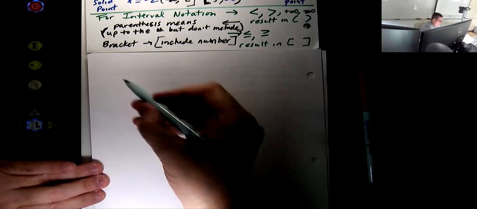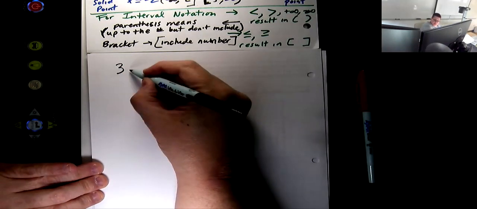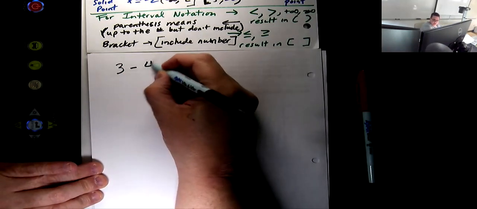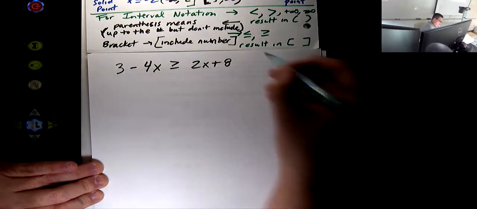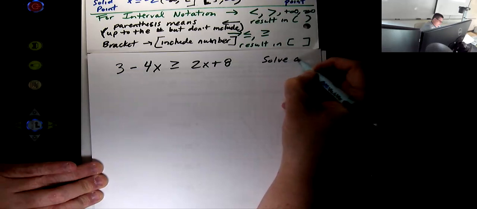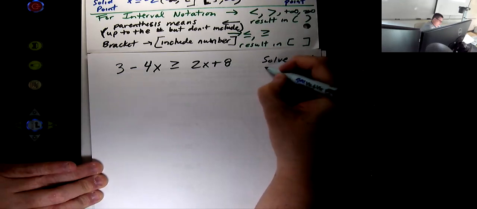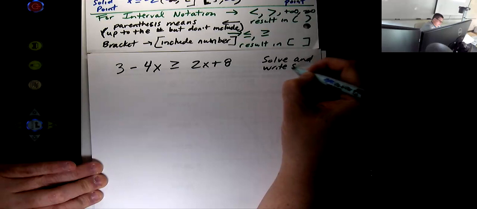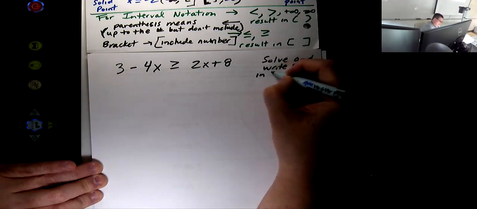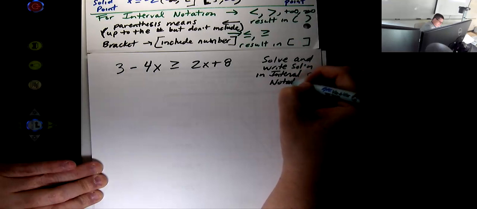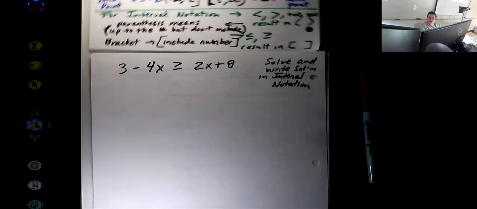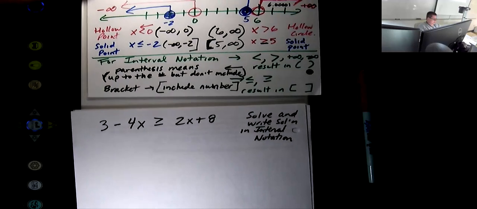All right, let me give you guys one to try. So we're going to have 3 minus 4x is greater than or equal to 2x plus 8. Solve and write the solution in interval notation. And I'll leave the interval notation information on the screen.